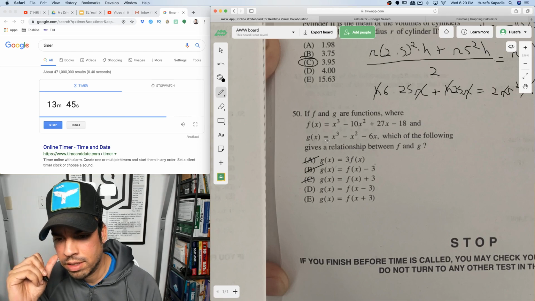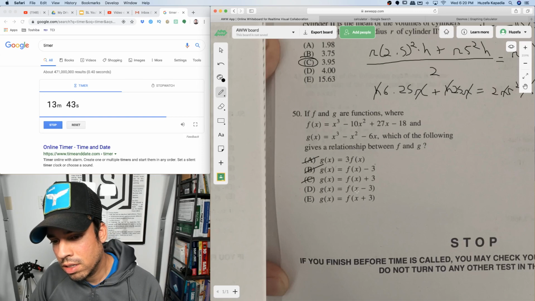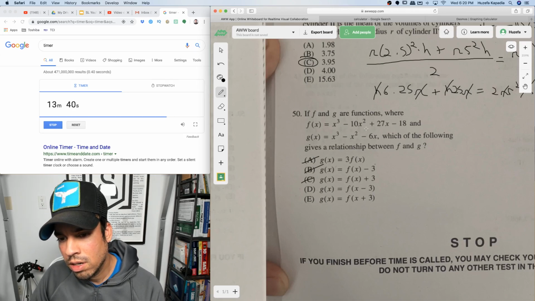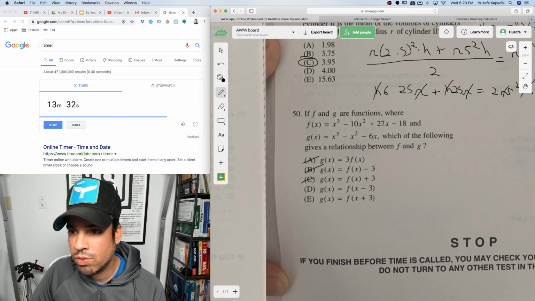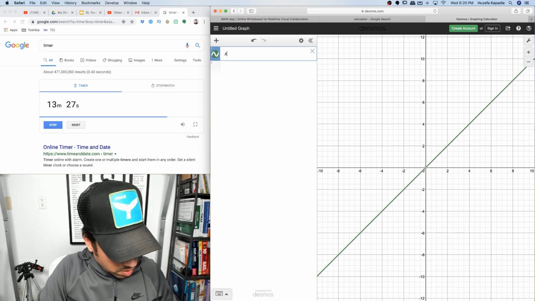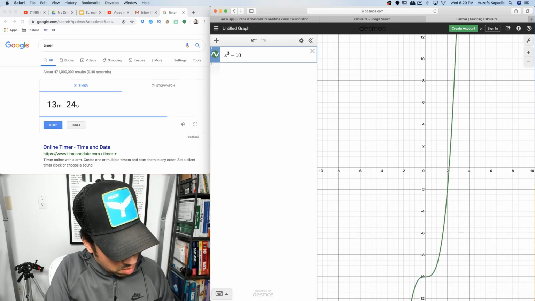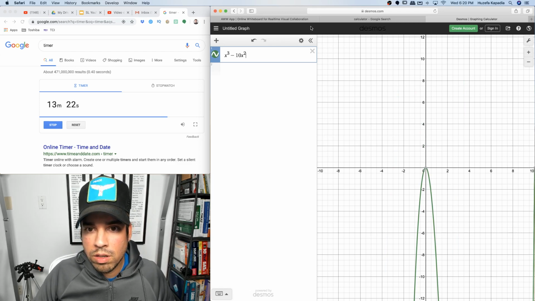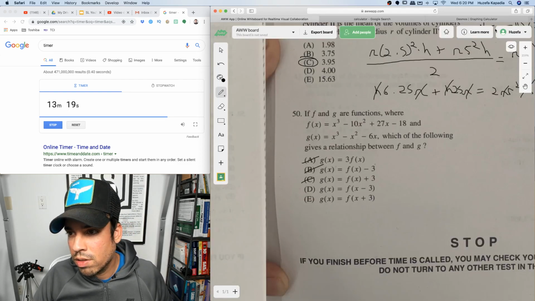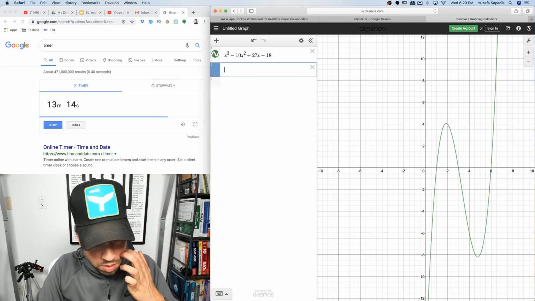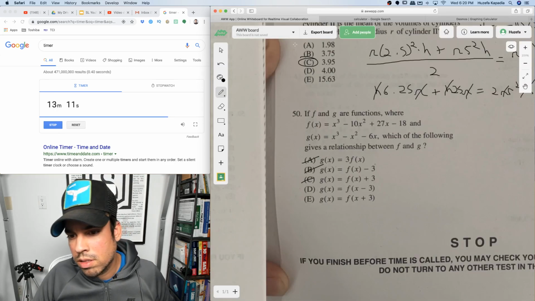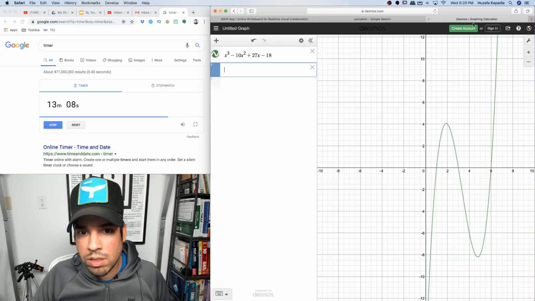I could graph this and figure it out much more easily because these are basically shifts to the right and to the left. So let's do f of x first. X cubed minus 10x squared plus 27x minus 18. And then the second one is x cubed minus x squared minus 6x.